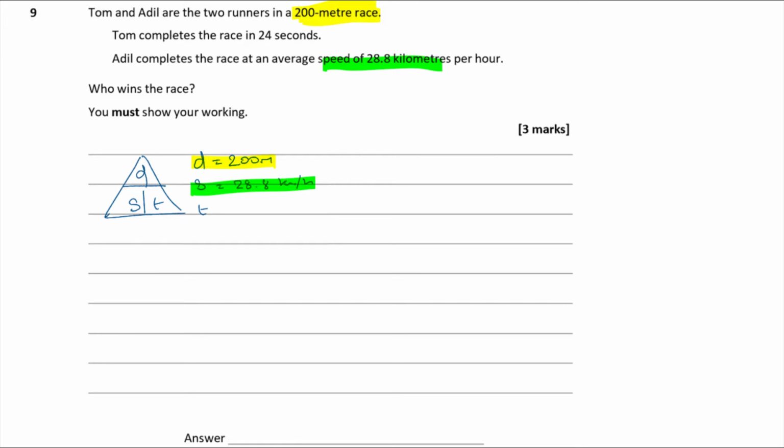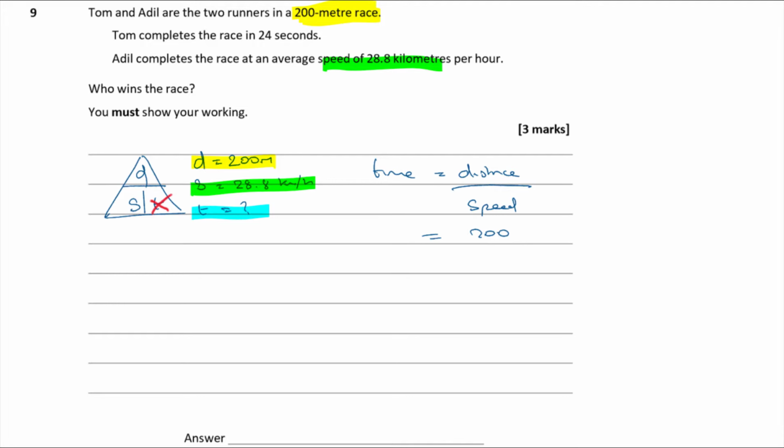And so the only thing that we don't know then is time, and that is the thing we're trying to find, isn't it? How long it took him to run the race. So covering up T, that tells me that time is distance divided by speed. So time equals distance divided by speed. Now the distance was 200. A slight issue here in that we've got different units, haven't we?